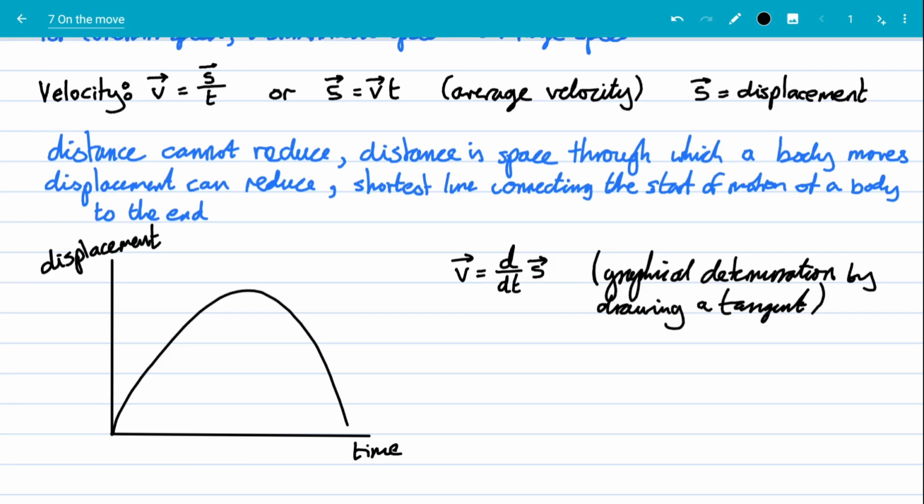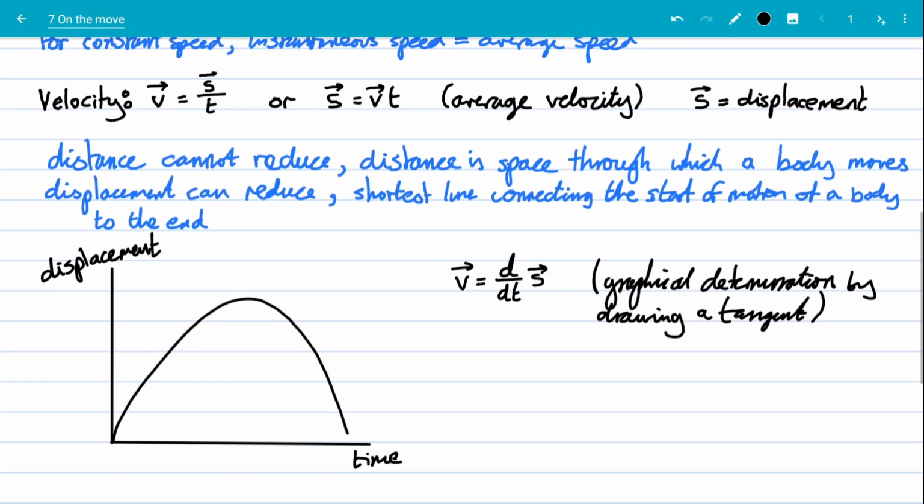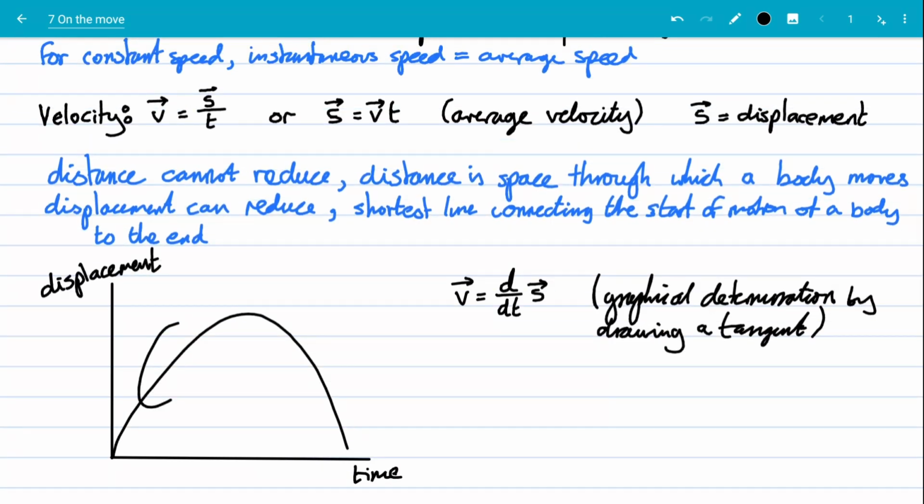It has a direction. So if we have simple one-dimensional motion in this part of the graph over here, we are increasing our displacement, so we could say we're moving forwards. But in this part here, we're decreasing our displacement, so we could say we're moving backwards. So the gradient also has a direction. And the direction of the rate of change of that displacement is going to be the direction of the velocity.